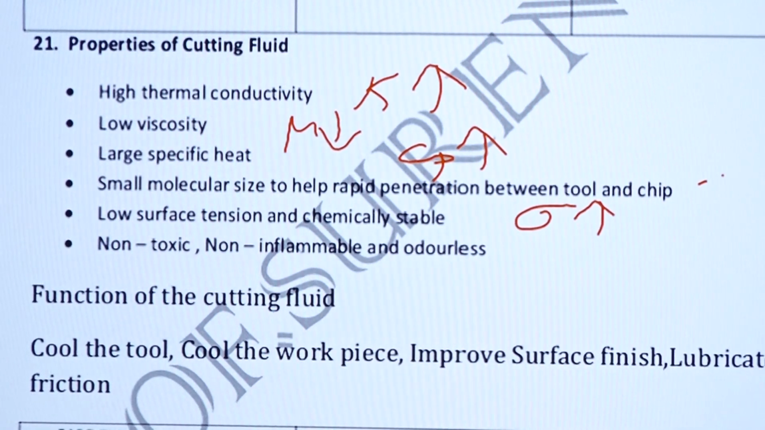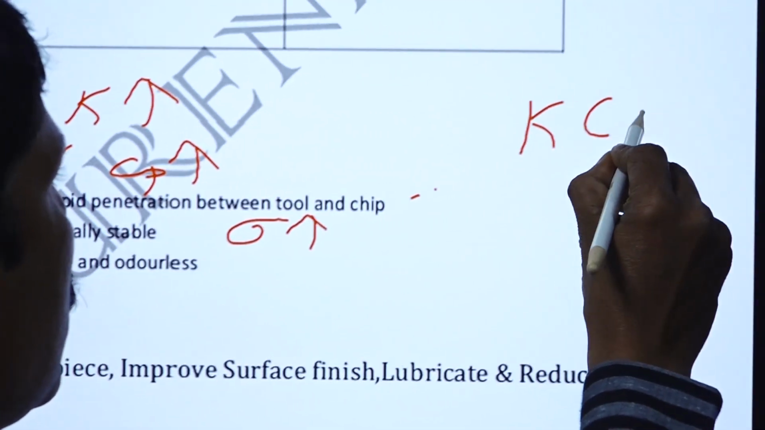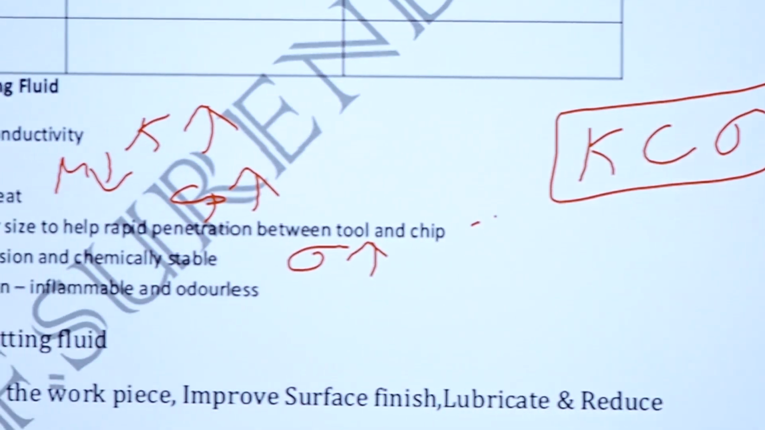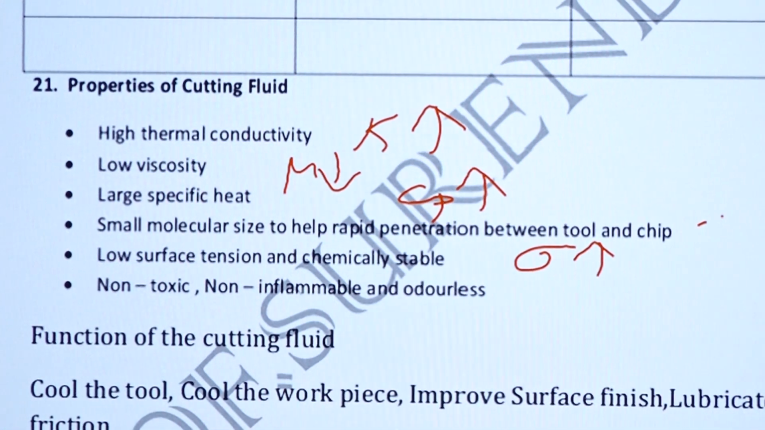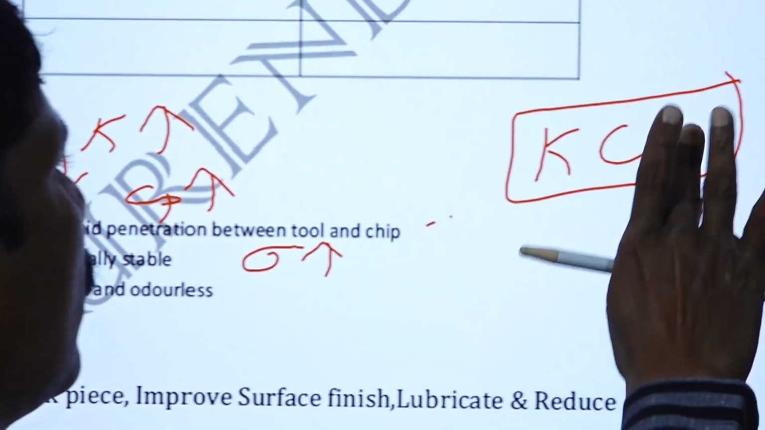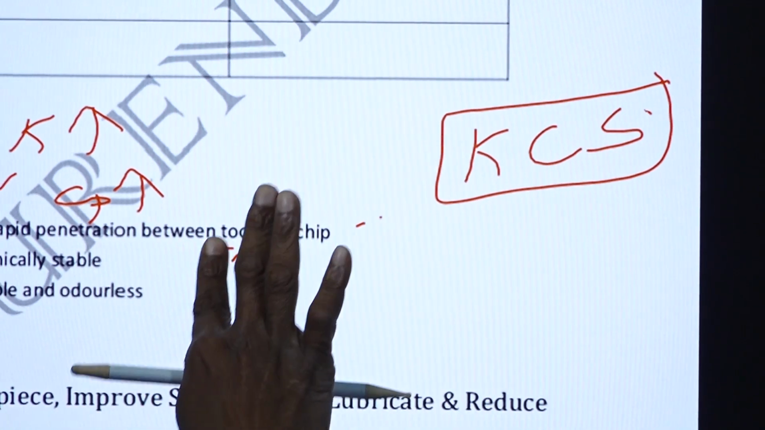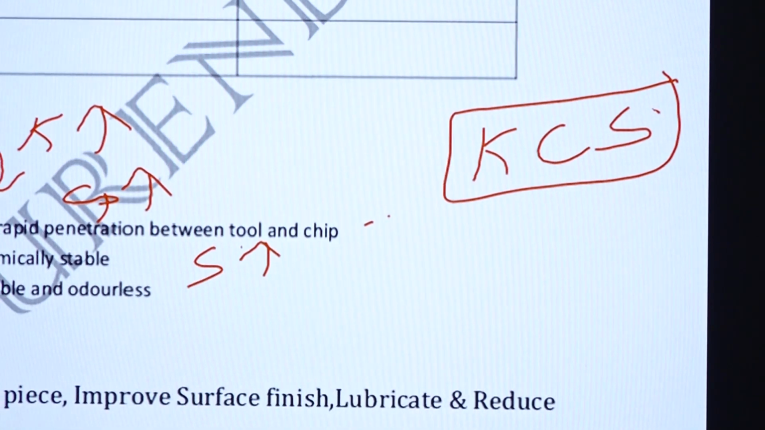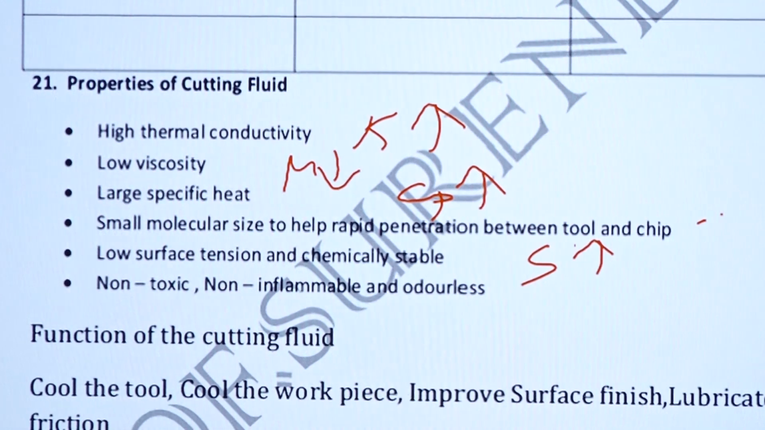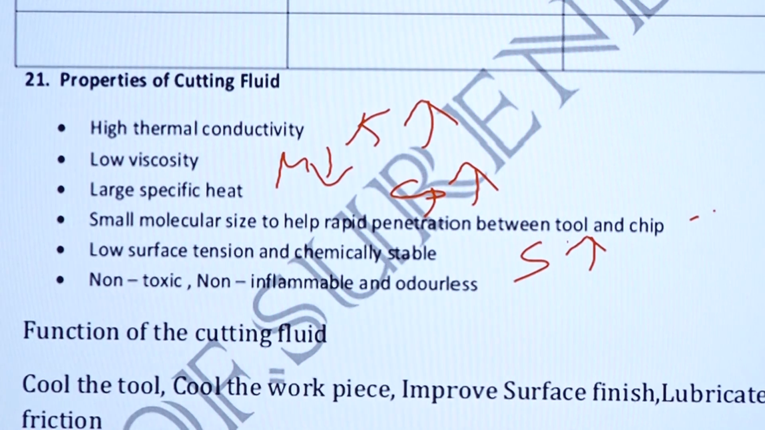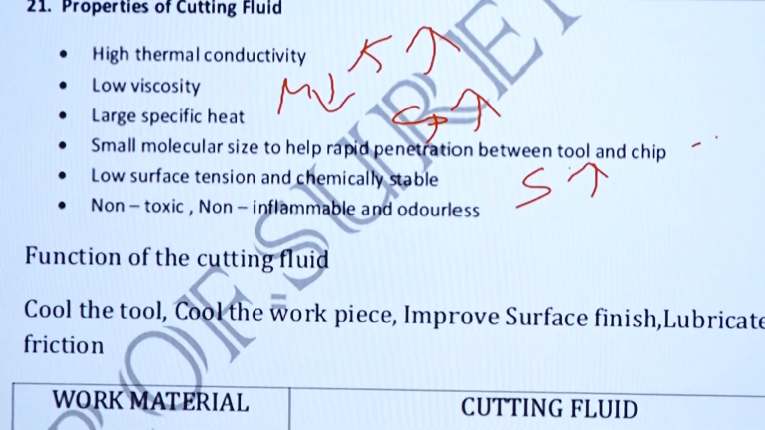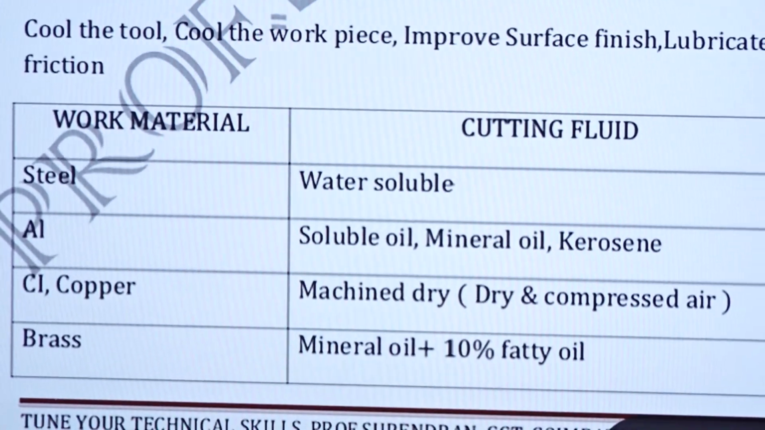So we should remember K, C, sigma. What is K? K is thermal conductivity. What is C? It is specific heat. Sigma is surface tension. Instead of sigma you can use S also. So KCS, you can easily remember. KCS should be more. K thermal conductivity, C specific heat, S surface tension. So all these three variables should be more. What is the thing which should be less? It is viscosity. So for different work material, we have different cutting fluid.